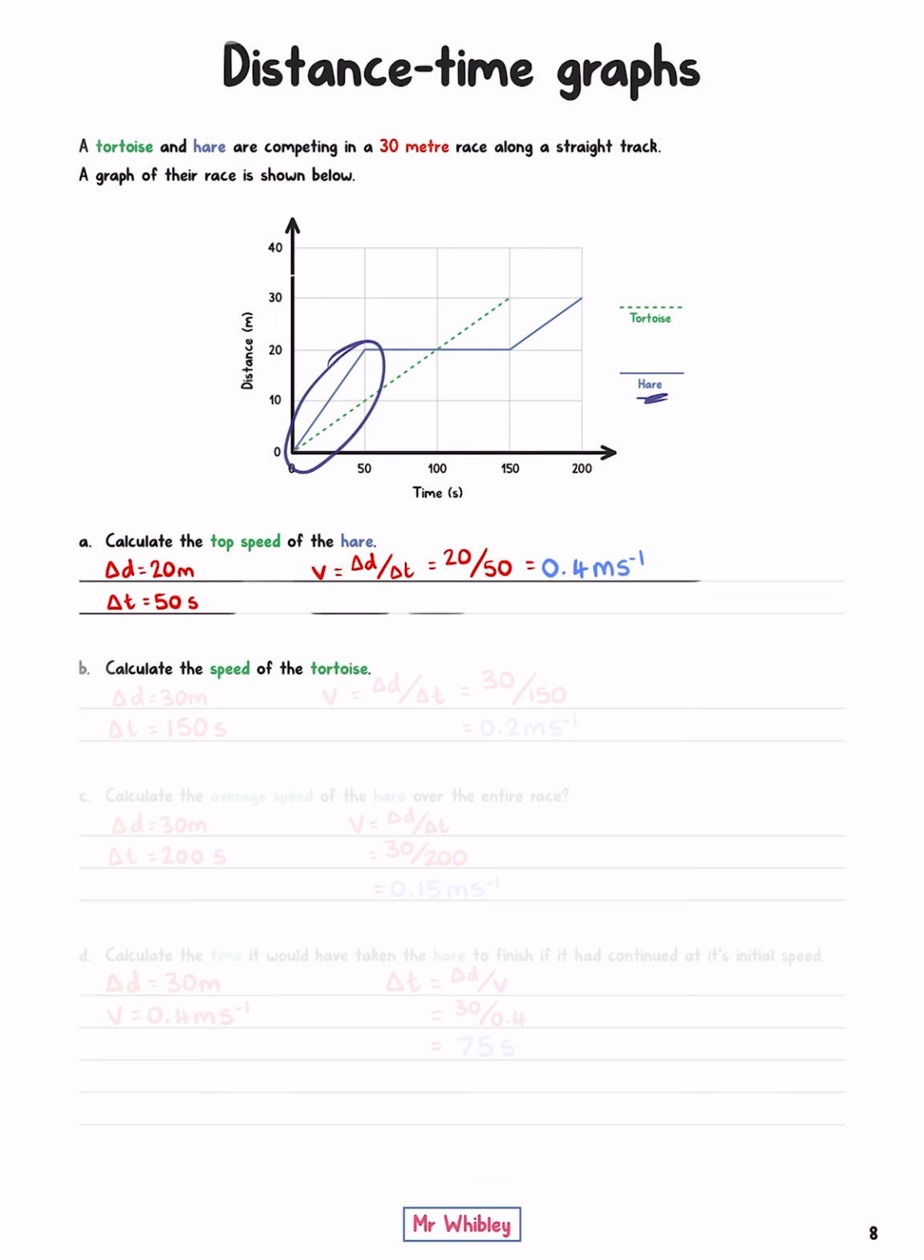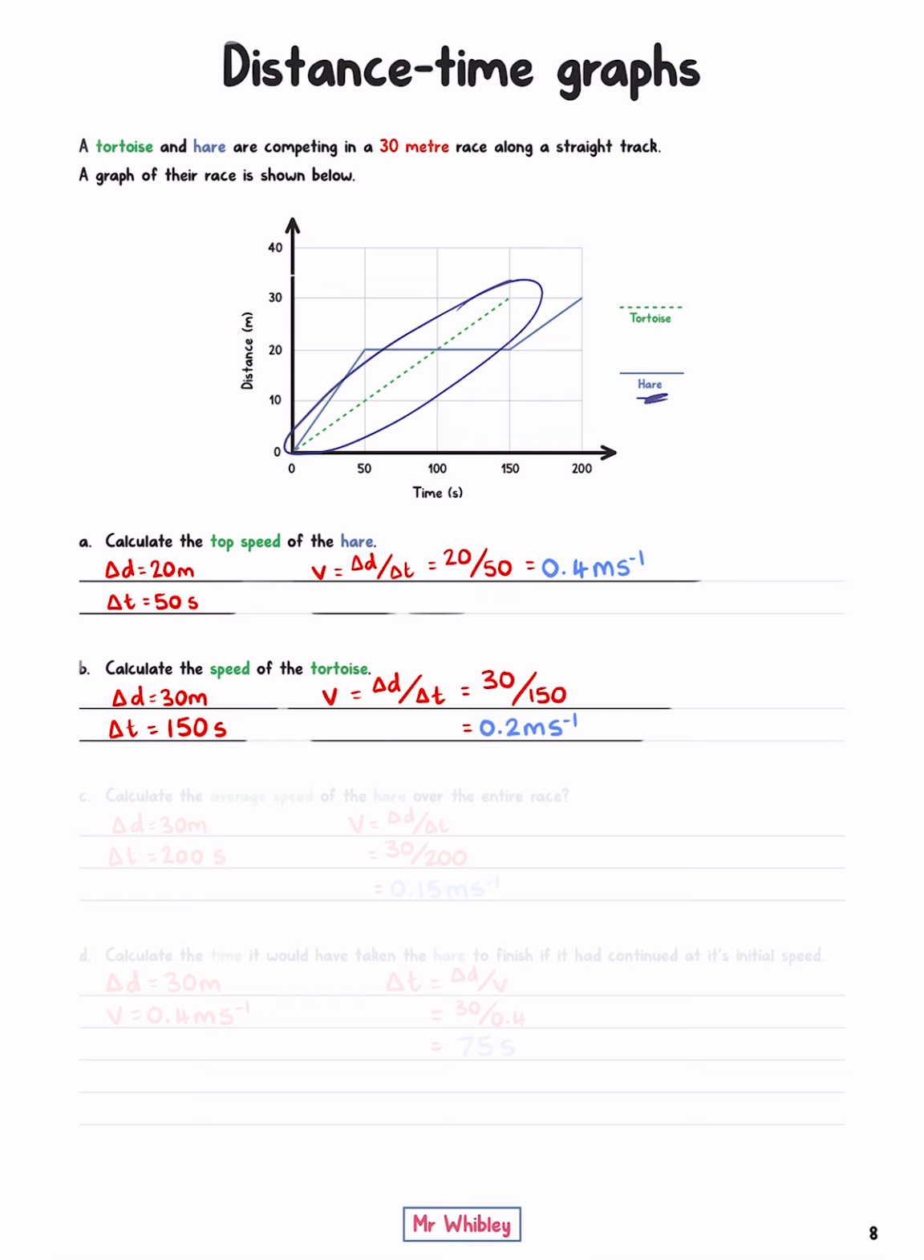Calculate the speed of the tortoise. For the tortoise, we just have one slope over which we see a displacement of 30 meters in a time of 150 seconds. Once again, using our velocity equation and putting our numbers in, gives us 0.2 meters per second.